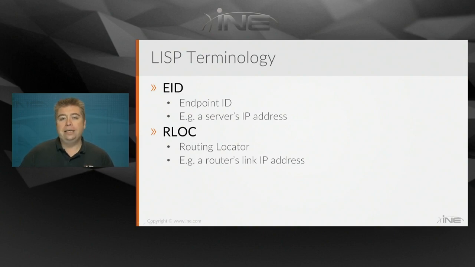Now, the EID is analogous to the server's endpoint address, like your web server has IP address 1.2.3.4. The routing locator is the router's IP address that would be used as the ingress or egress link in order to reach that particular service.